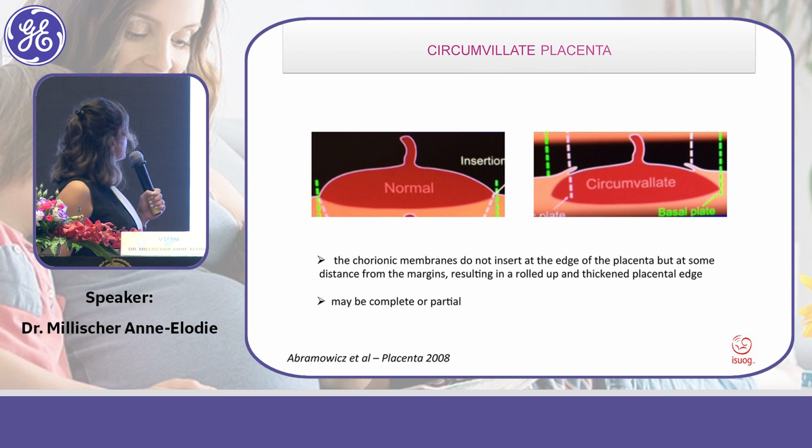The specificity of this placenta is that the chorionic membranes do not insert at the edge of the placenta, but at some distance from the edge, resulting in this aspect of rolled up and thickened placenta edge.